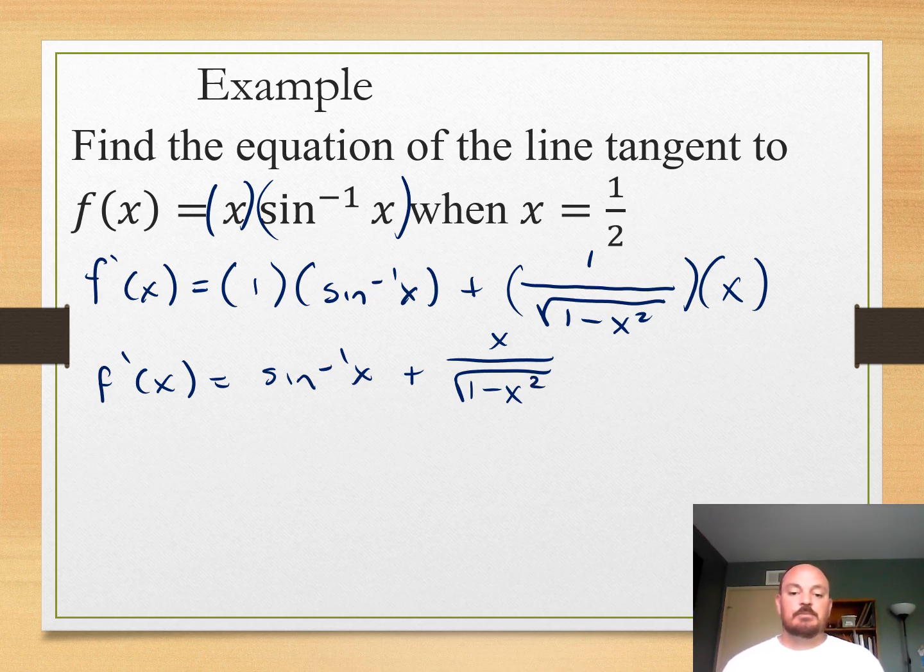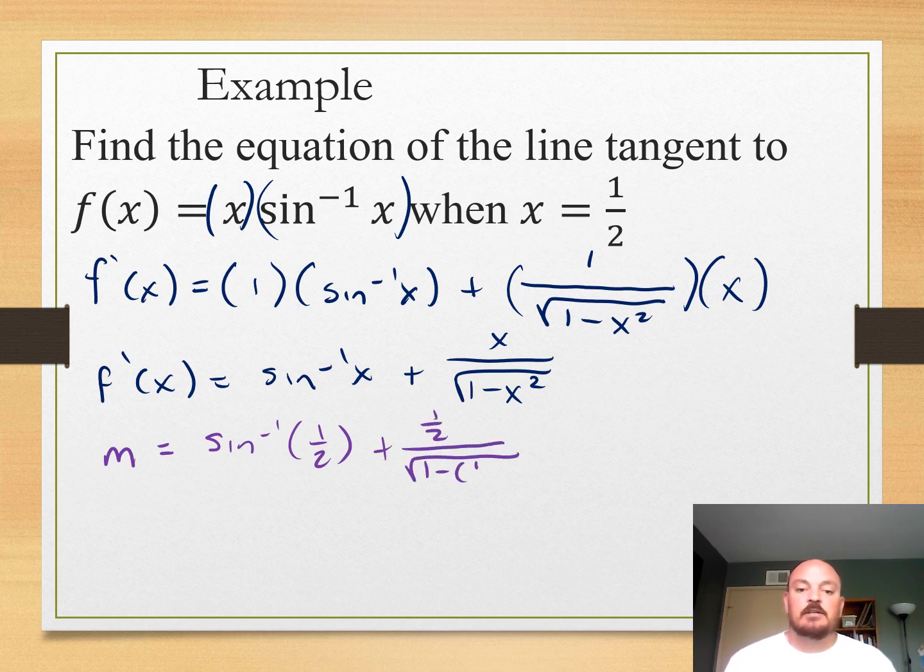So now for step 2, in order to find the slope, m, we're going to plug our x value in. And x is 1/2 for this question. So we have inverse sine of 1/2 plus 1/2 over the square root of 1 minus 1/2 squared. So inverse sine of 1/2. Now remember, when you're doing inverse trig, this is a unit circle question, and it's asking you where on the unit circle does sine equal positive 1/2? That would be pi over 6.